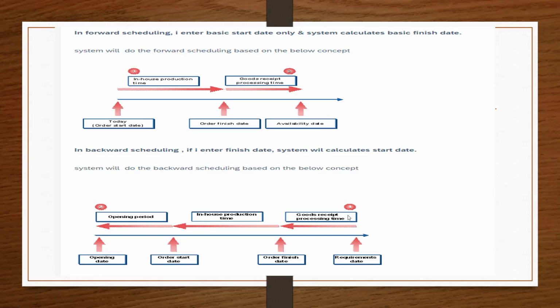starting date is here. So you will first consider the GR processing date, our in-house production date, and the operating period. If all these are considered, what will happen? If your material date is below the current date, then it will go for backward scheduling. Otherwise, after considering these lead times, if it crosses the material available date and goes further, then it will go for forwarding scheduling.